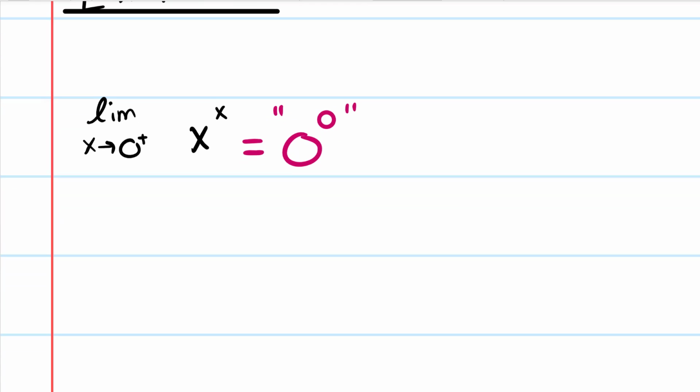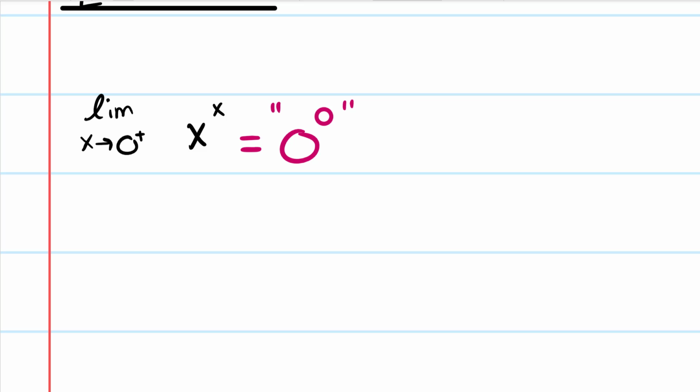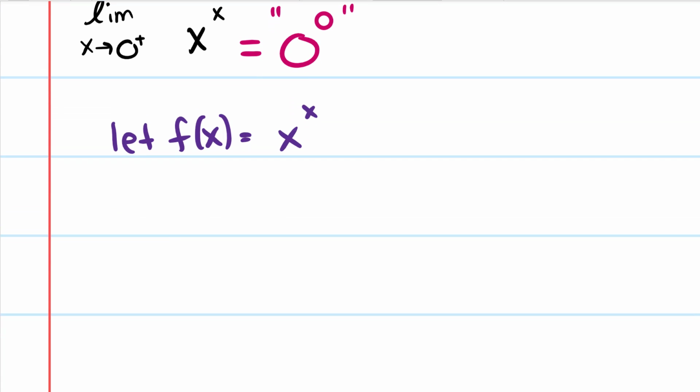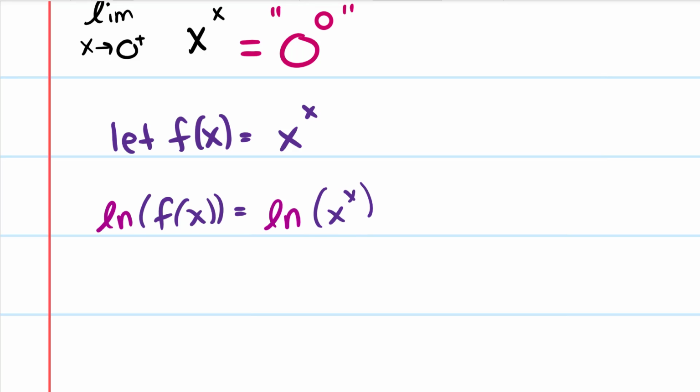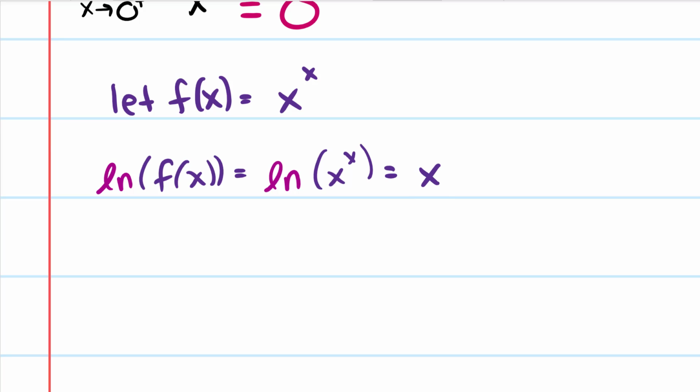So what we're going to do here is let f of x equal x to the x power. This means that we're going to be able to take the ln of both sides. So we can take ln of f of x, and this is going to equal ln of x to the x power. So this is going to equal x times ln of x, which I can write as ln of x divided by 1 over x.